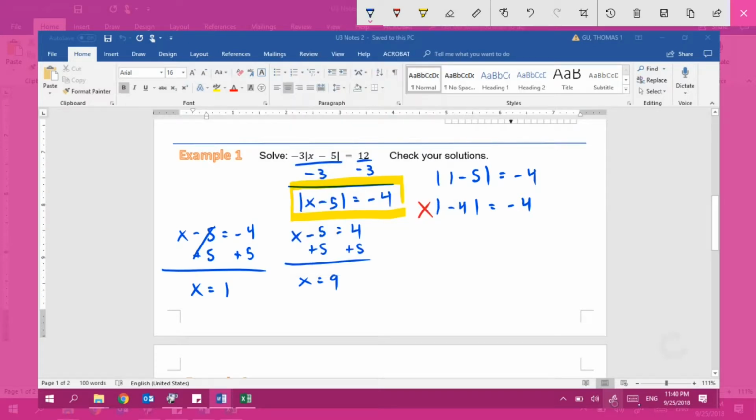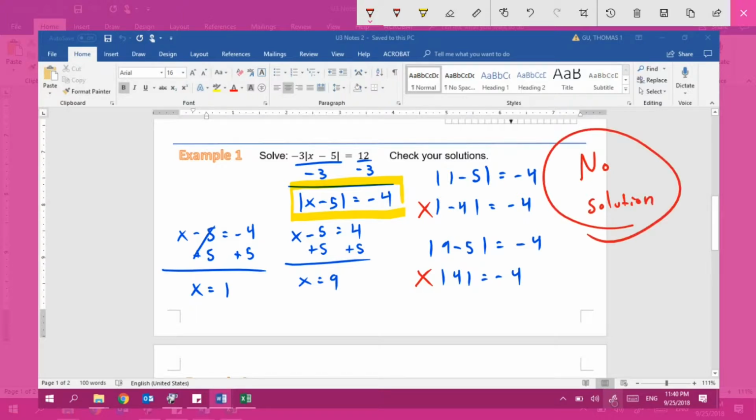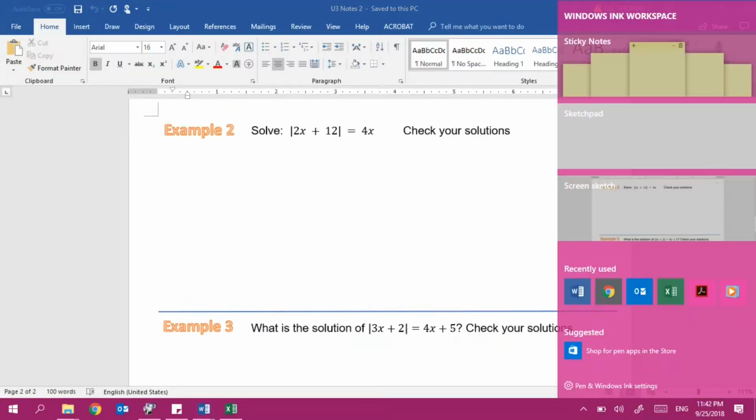Let's check the other one. Absolute value of 9 minus 5 equals negative 4. 9 minus 5 is positive 4. And does absolute value of positive 4 equal negative 4? No, it doesn't. Once again, another extraneous solution. All of our solutions are extraneous, which means my answer is no solution. Boom!